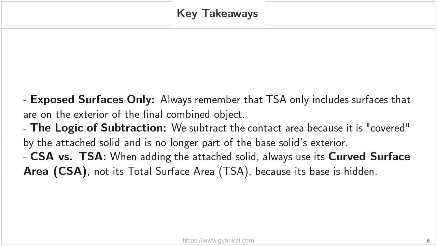Finally, a very important distinction to make is the difference between curved surface area and total surface area. When you are adding the attached solid to your calculation, always use its curved surface area, or CSA. You should not use its total surface area, because the base of that attached solid is hidden against the other object. Understanding these 3 points will help you avoid the common pitfalls we are about to discuss in our next slide.